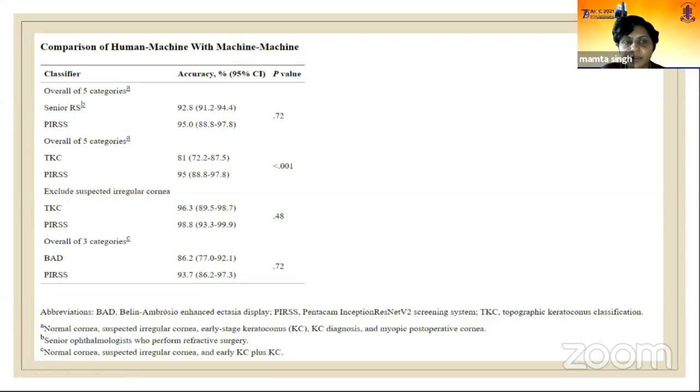It has been found that the performance of the AI system was comparable or even slightly better than the refractive surgeons. And for the other groups of ophthalmologists, AI performed in a much better manner. So definitely AI scores here over human intelligence. I'm not saying that it can surpass it, but definitely it can perform.